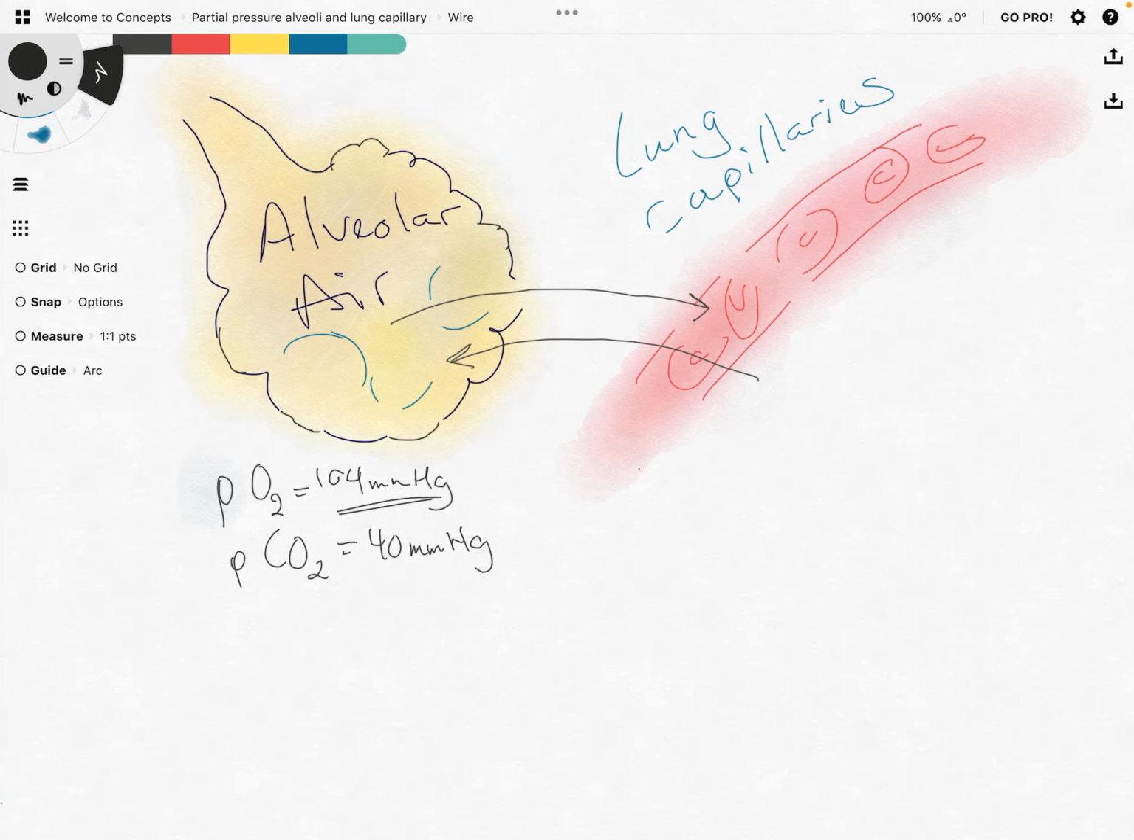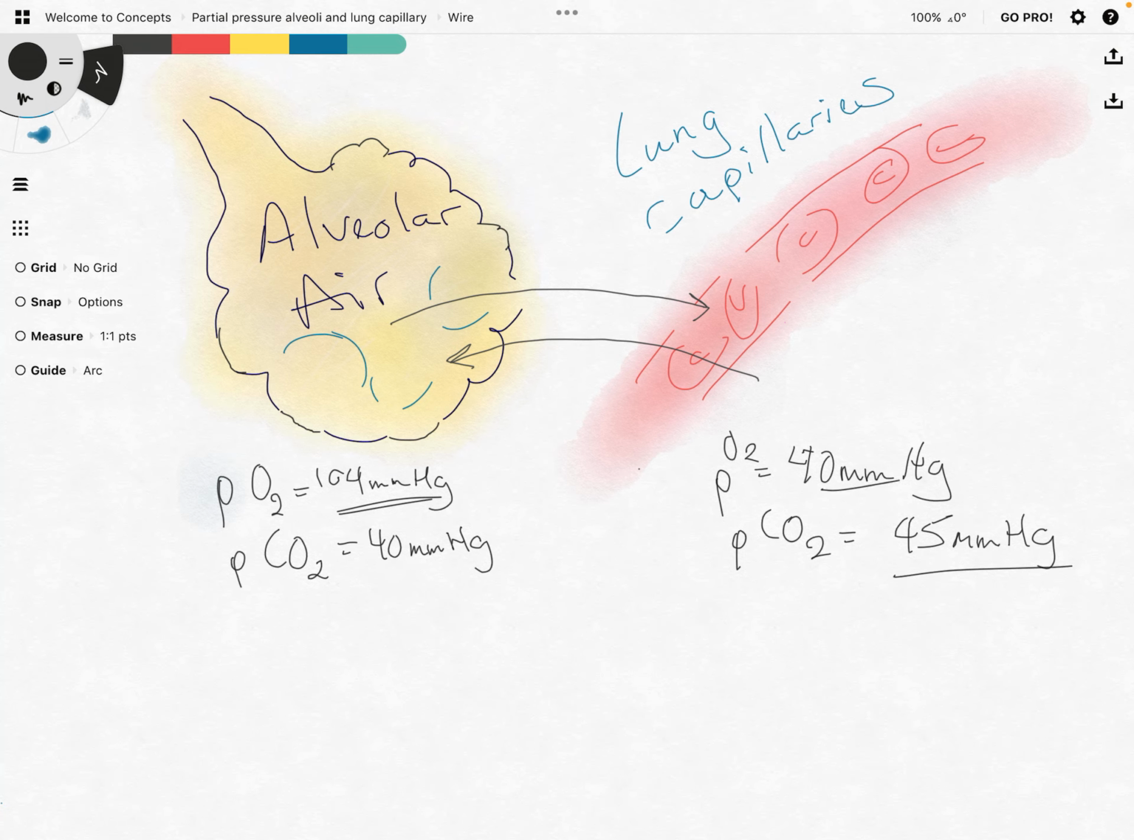All right. Lung capillaries, the blood circulating through the lung capillaries, we're going to see a partial pressure of oxygen of about 40 millimeters of mercury. And then partial pressure of carbon dioxide is going to be about 45 millimeters of mercury. All right, so automatically you should see there's some discrepancies in these values, between the blood coming through the lungs, through the lung capillaries, and the partial pressures of gases in the alveoli, because there are some differences here. Why are these differences relevant?